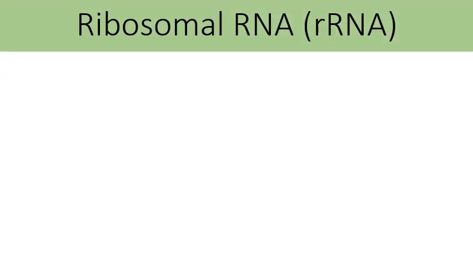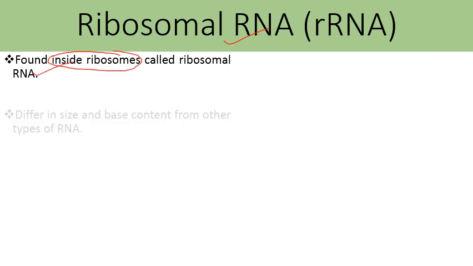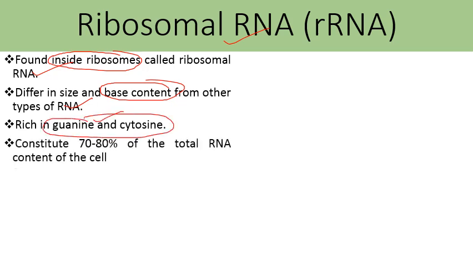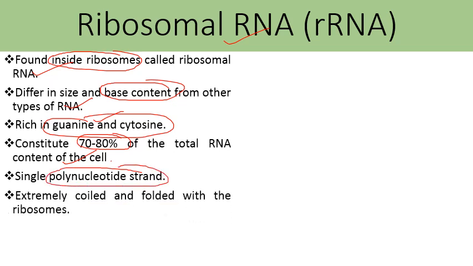Firstly, we'll discuss ribosomal RNA. It is found inside ribosome and called ribosomal RNA, differing in size and base content from other types of RNAs. इसमें जो size है और base content है वो vary करता है among other RNAs. And it is rich in guanine and cytosine and constitutes about 70 to 80% of the total RNA content. Just maximum RNA present होता है किसी भी cell में, there is the ribosomal RNA that is 70 to 80% inside the cell. And it is a single polynucleotide strand, extremely coiled and folded with the ribosomes.